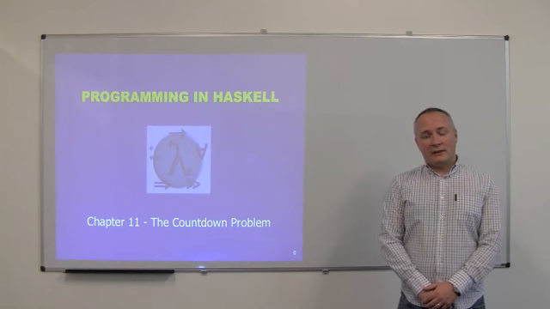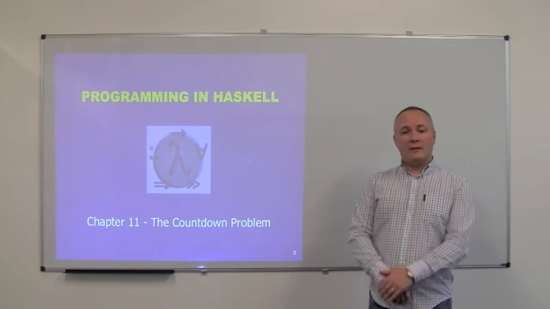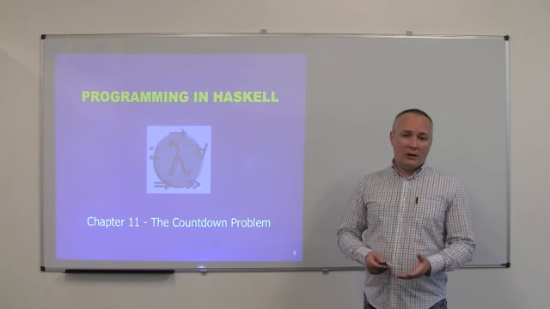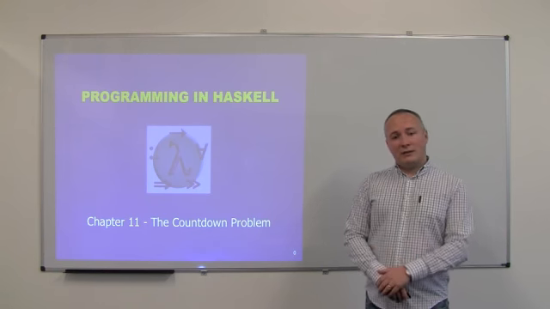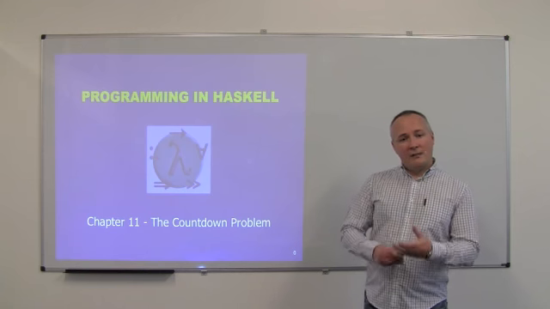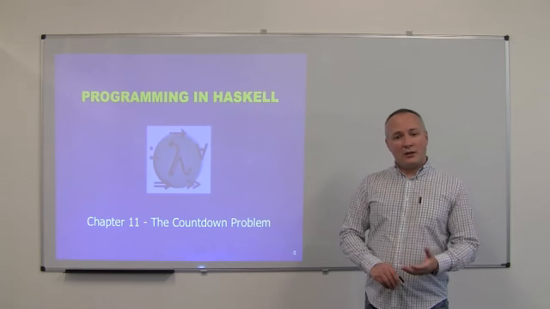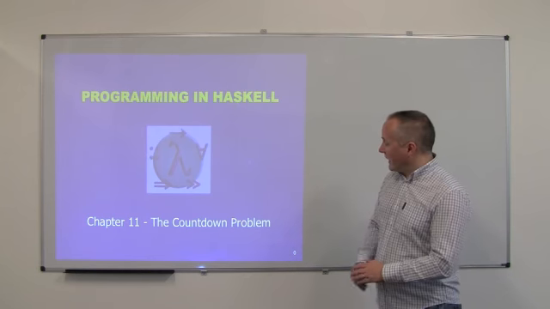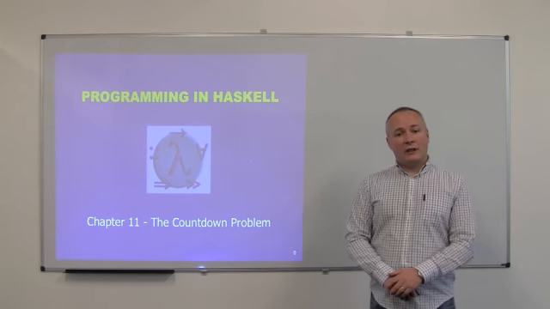What you've seen so far in the series is the basics of functional programming in Haskell illustrated using lots of small examples. What I'd like to do today is try and tie some of these ideas together with a larger example of functional programming in Haskell. And the example that we're going to look at is something called the countdown problem.